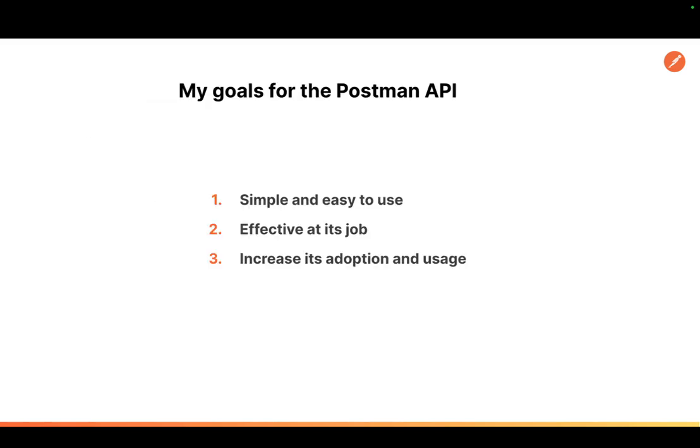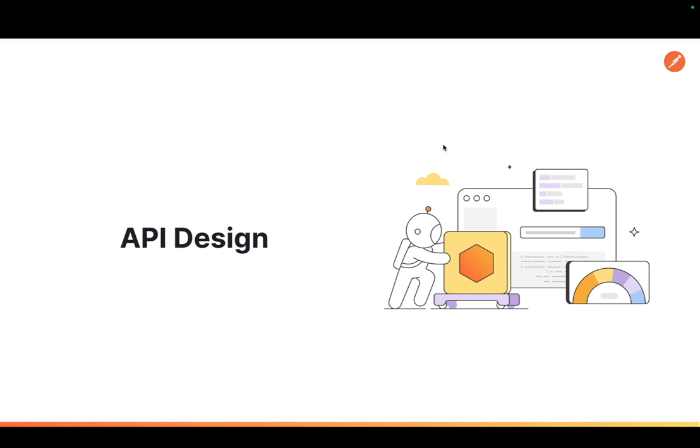My goals for the Postman API are that it is simple to use, really good at what it does, and makes it easy for its users to achieve their goals. Through that, drive adoption and eventually increase its usage. But for all that to work well, we need good API design.